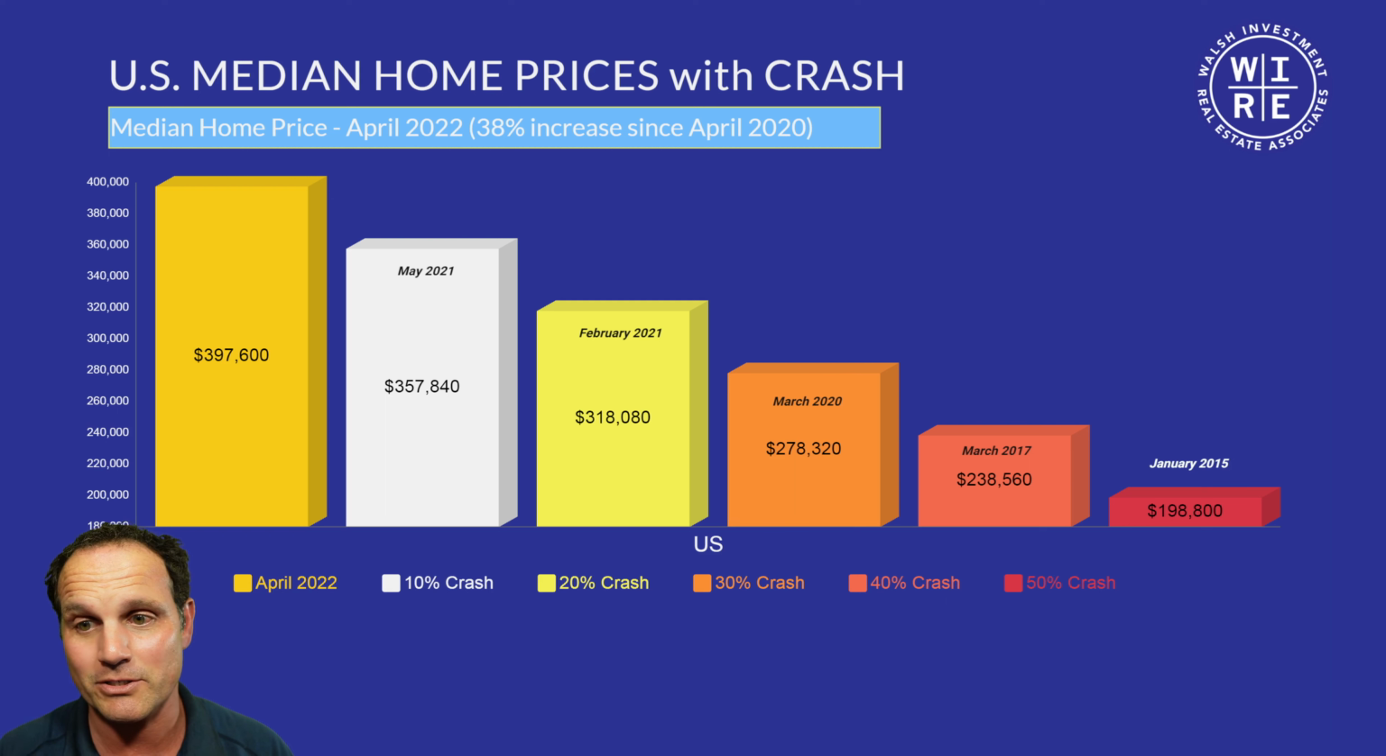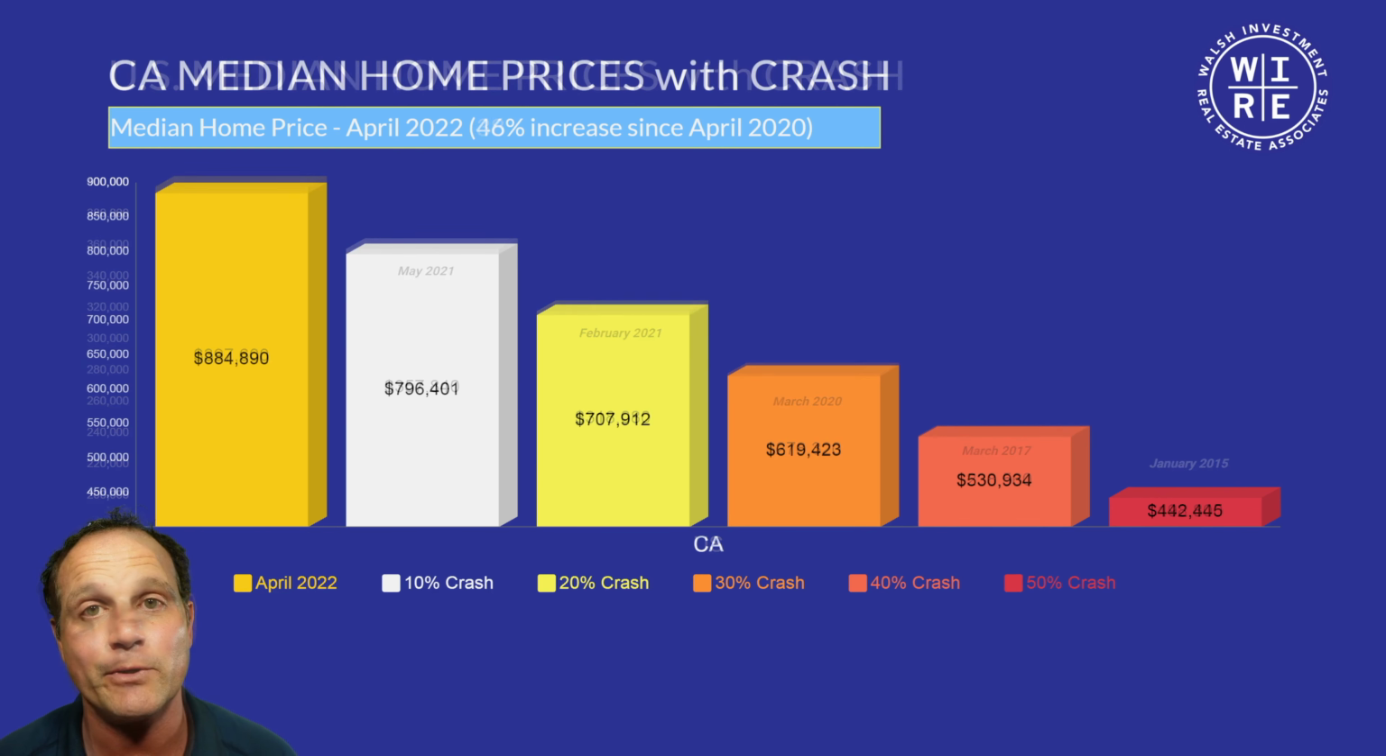Keep on going, March 2017 for a 40% crash, and all the way back to January of 2015 for the 50% crash. And you'll notice there that that does not get us back to the global financial crisis. Stick around to the end because we will show you how much of a market crash we need in order to get to the global financial crisis lowest median home price.